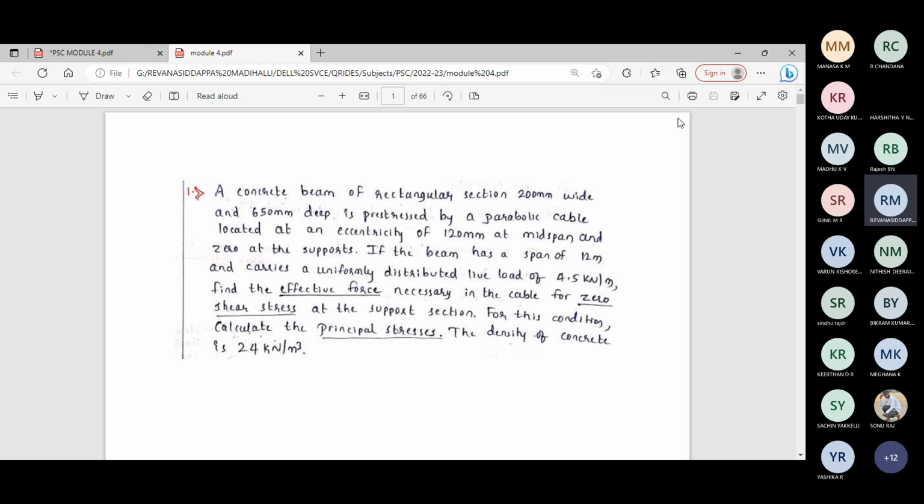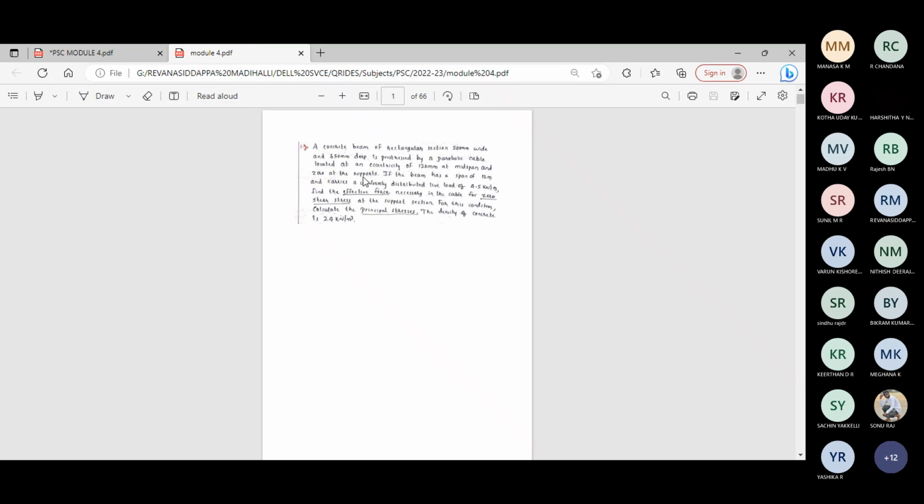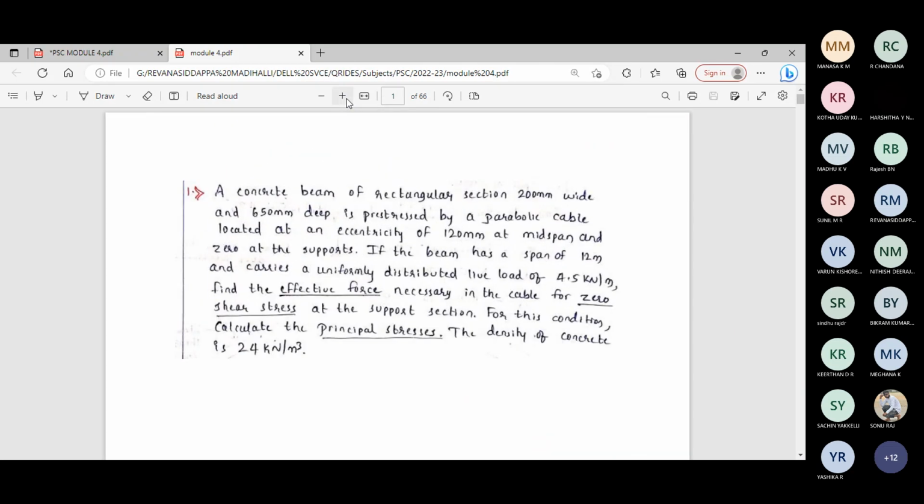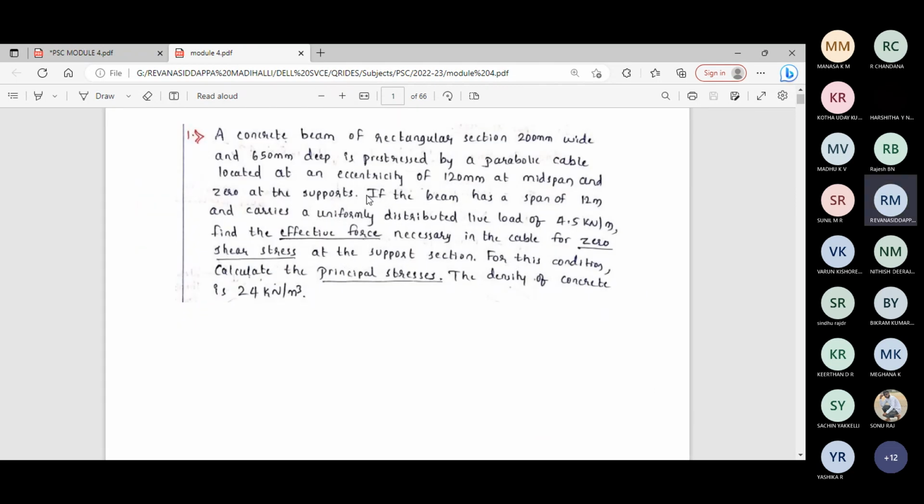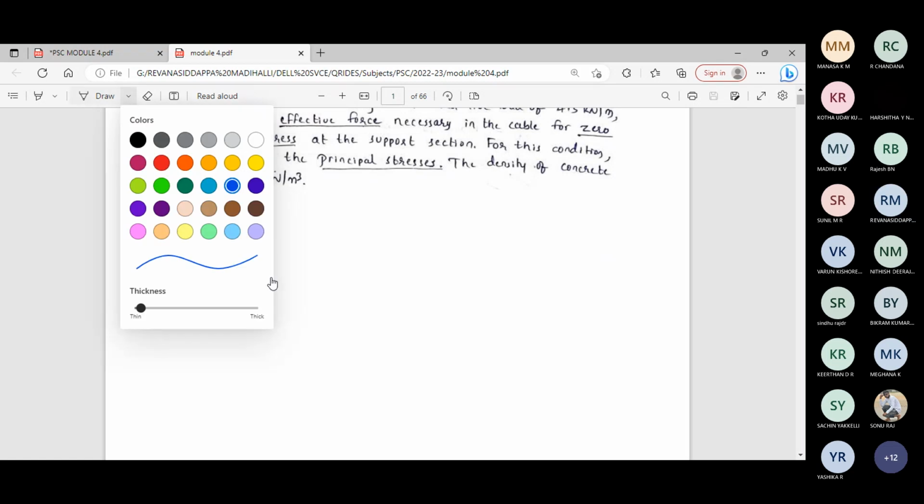A concrete beam of rectangular section 200 mm wide and 650 mm deep is pre-stressed by a parabolic cable located at an eccentricity of 120 mm at midspan and 0 at the supports. First write the diagram. Write the cross-sectional dimensions. Also write the longitudinal section.